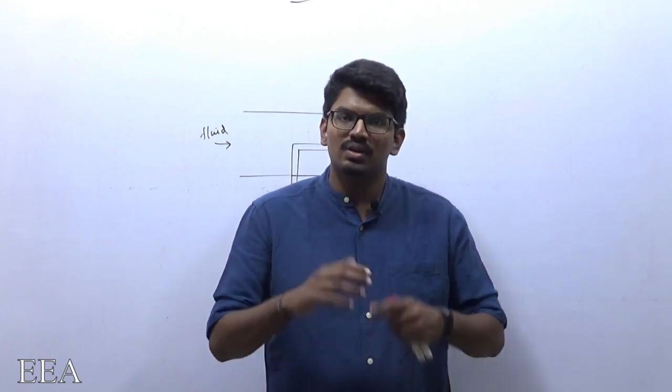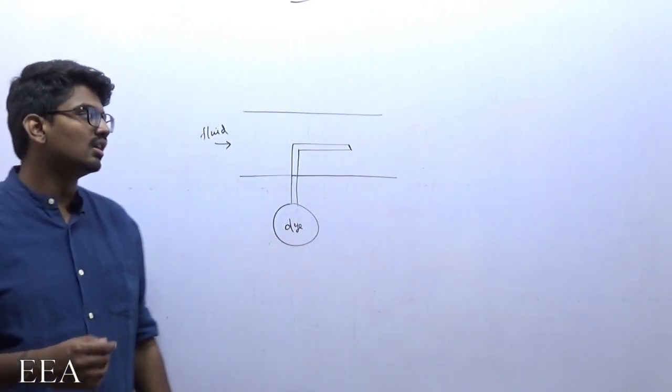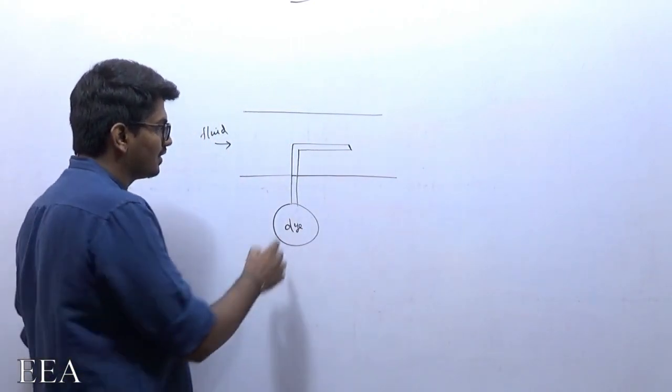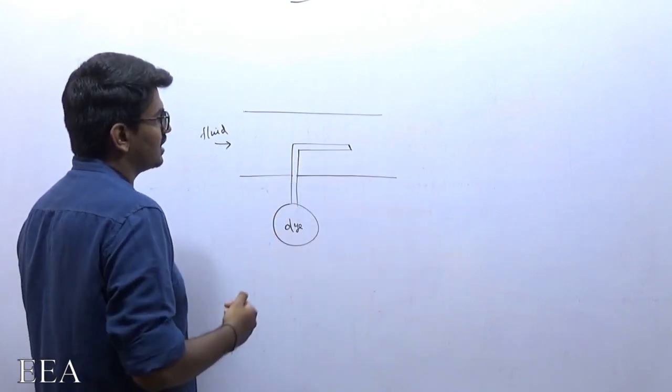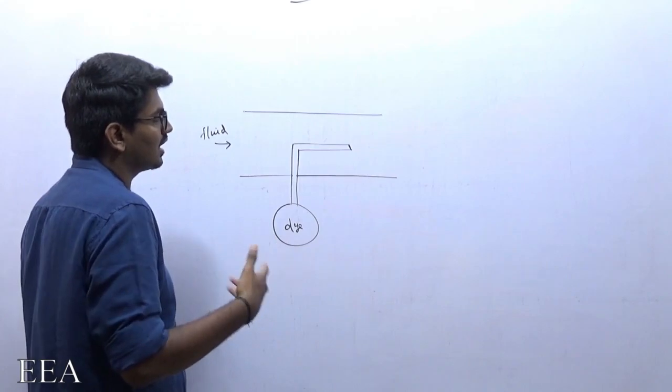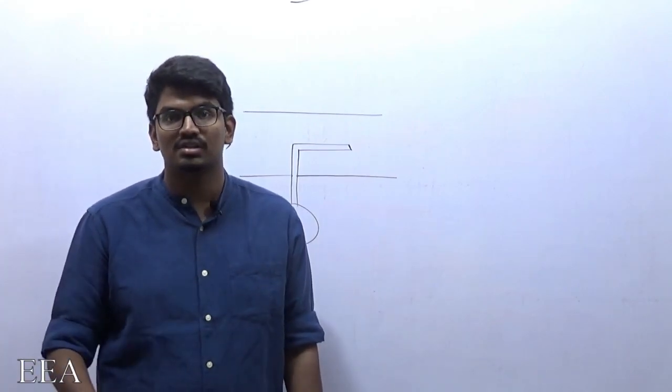Now we already discussed this experiment also, the experiment conducted by Reynolds. He took a tube and supplied dye. You can see this experiment, which we already discussed in detail. A detailed explanation was given when I was discussing laminar flow and turbulent flow.